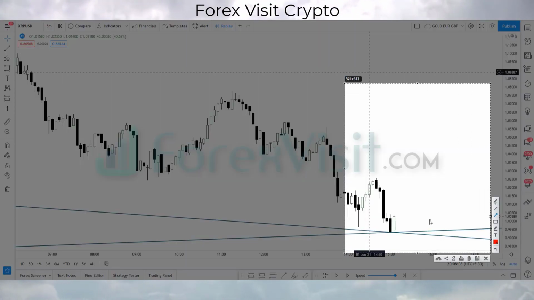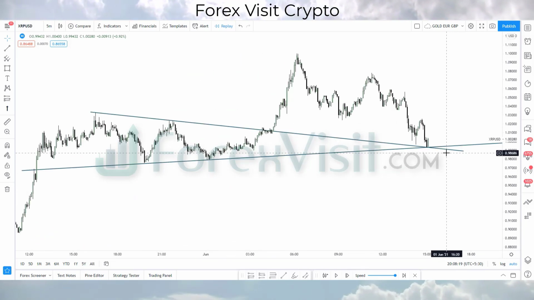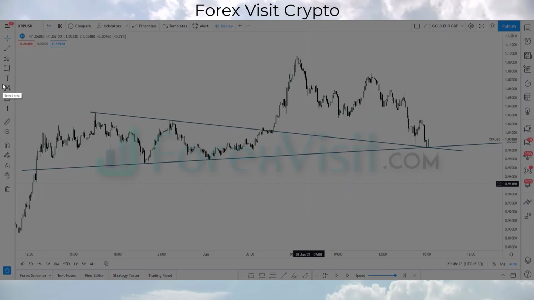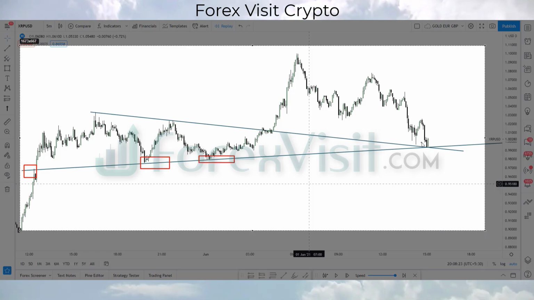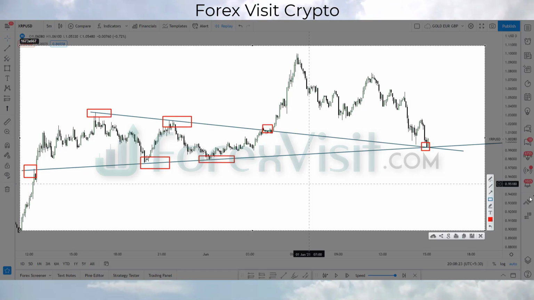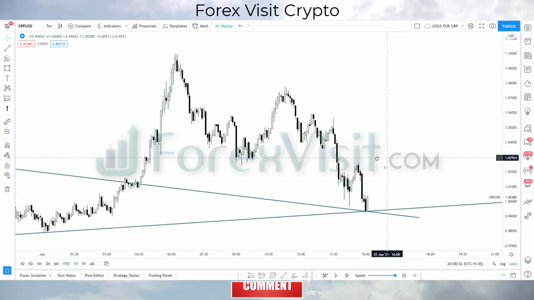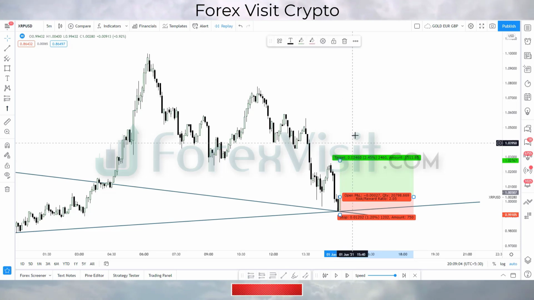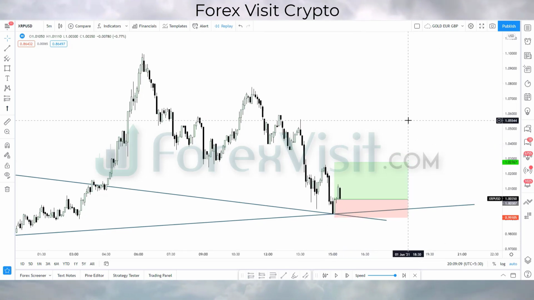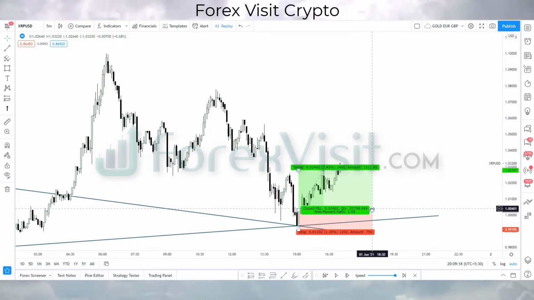Here you will see that candle got rejection through the trend line and a bullish engulfing candle formed. So here we place a buy trade. And our risk to reward ratio is 1:2. We won this trade.